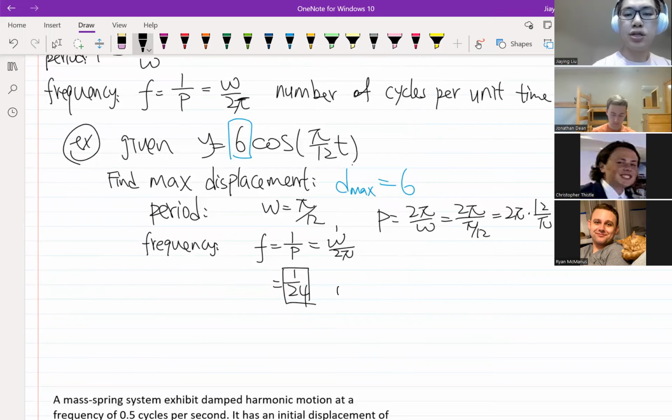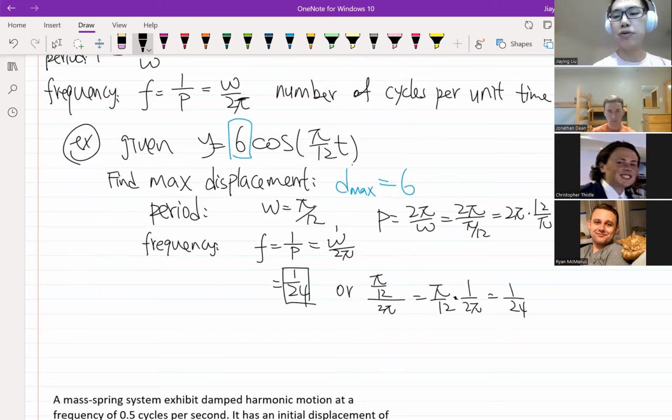Or you can find it through omega over 2 pi. So that's going to be pi over 12 divided by 2 pi. That's going to be pi over 12 times 1 over 2 pi. Again, you just end up with 1 over 24 again. So 2 different ways to get the frequency.